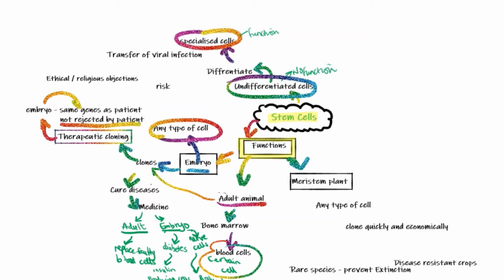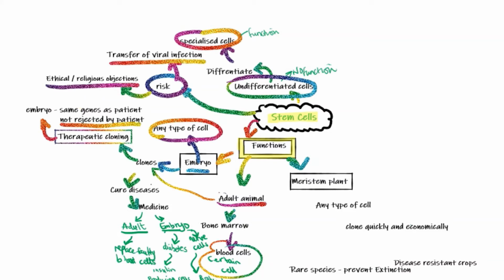However, there are still risks in using stem cells in medicine. Stem cells can be grown in labs, so they might get contaminated, and that would transfer a virus and create a viral infection. They also pose ethical and religious objections. People feel, especially about embryonic cells, that they shouldn't be used for experiments since each one is a potential human life.